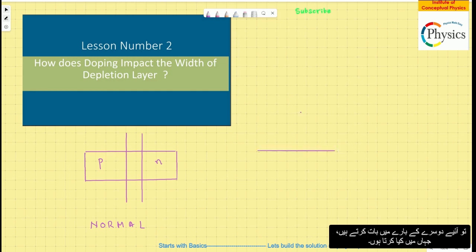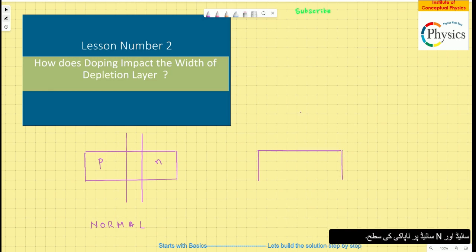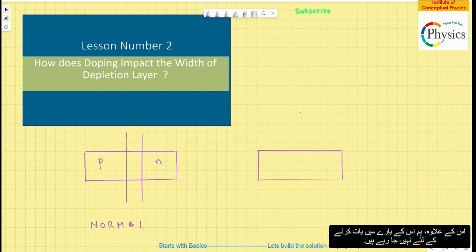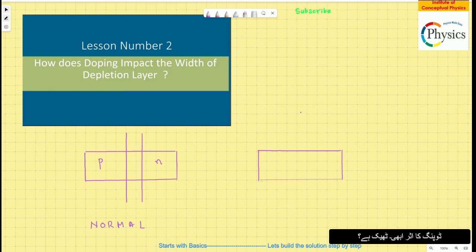Let's talk about the second one, where I heavily dope it, which means I add a lot of impurity levels on P side and N side respectively. So they're pretty heavy. And you know the acceptor level and donor level, right? The energy level which is just below the conduction band and just above the valence band for an acceptor level. So you have to understand acceptor level and donor level generally. We are not going to talk about it. We are just concentrating on the impact of doping right now.